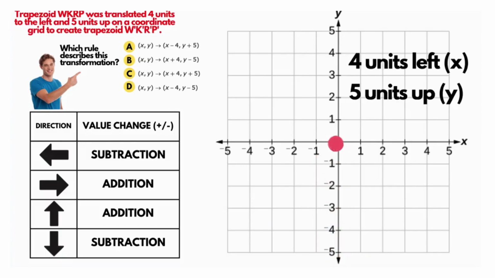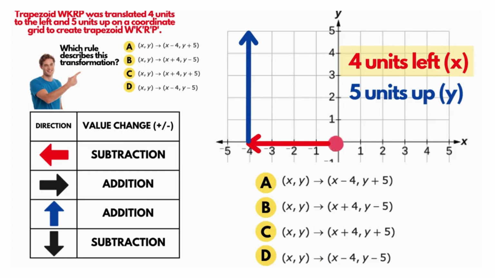So our problem says that we're going to move 4 units left, which would be on the x, because left and right is the x-axis, and 5 units up on the y, because the y-axis is up and down. First, we're going to go 4 units left. According to our chart, left is subtraction. And we're going to go up on the y second. When we go up in the coordinate grid, like we just talked about, it will be addition.